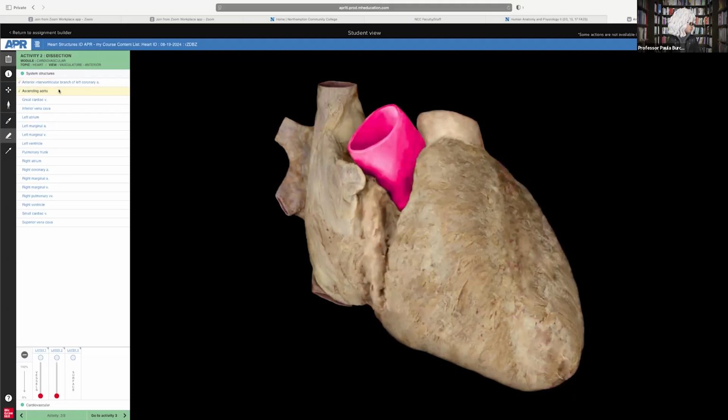This is the ascending aorta. It's the first part of the aorta. Remember that it's receiving blood from the left ventricle.